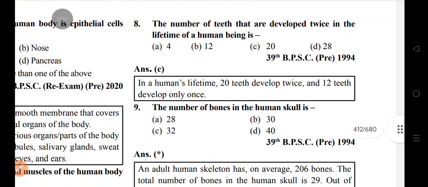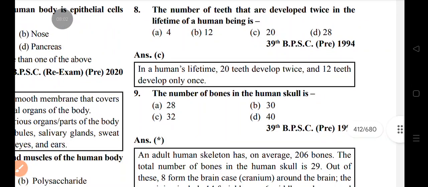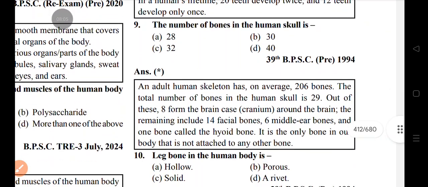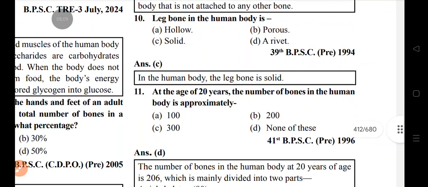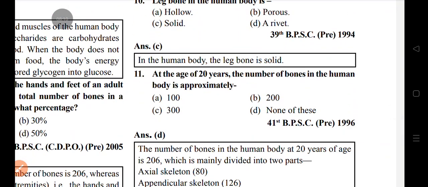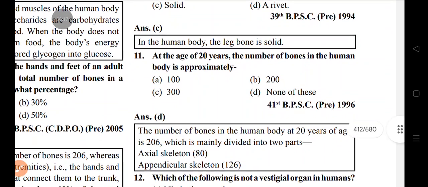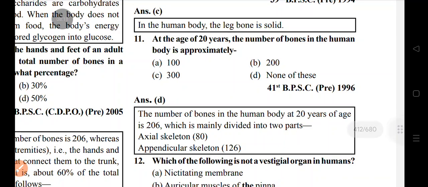The number of bones in the human skull is 29. Leg bone in the human body is solid. At the age of 20 years, the number of bones in the human body is approximately 206: axial 80, appendicular 126.